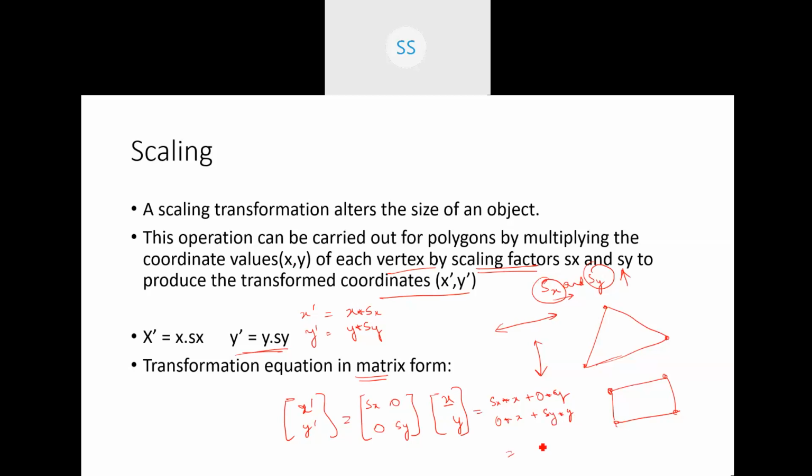So ultimately you will get it as what? x into sx and y into sy. And what is this actually? That is x into sx will give you your x dash value, y into sy will give you your y dash value. So that is how you represent it in your matrix form.